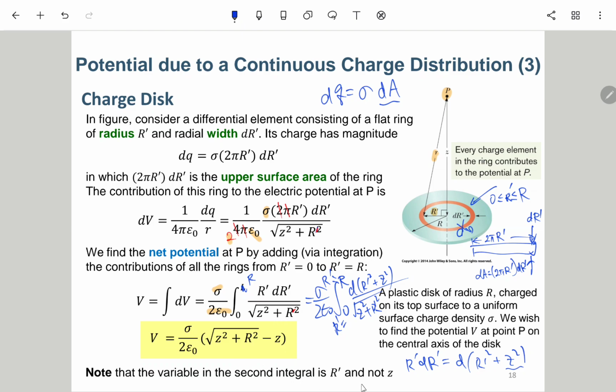So this is what you need to pay attention to when you are doing the integration with multiple variables. You need to be careful which variable can take different values, and which variable is fixed, is a constant.